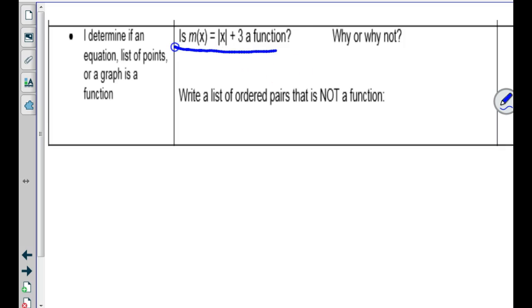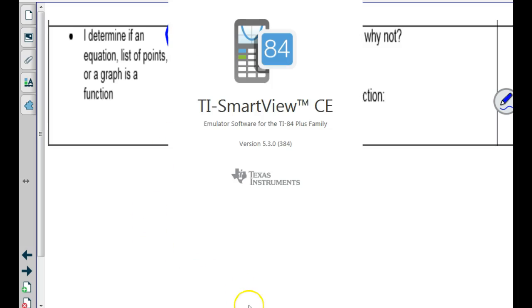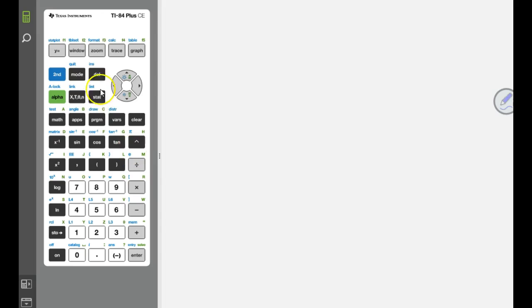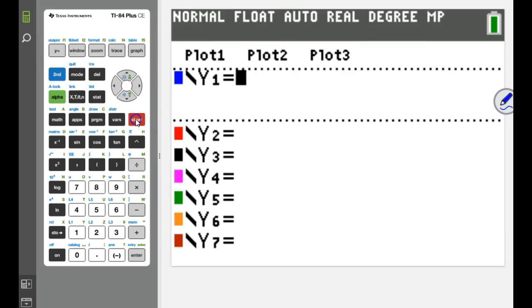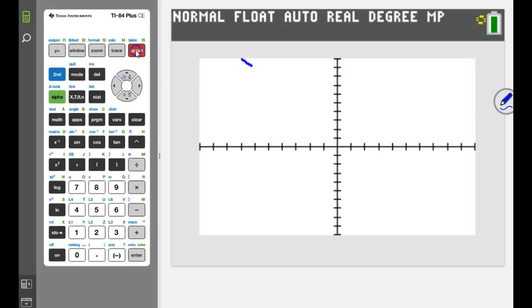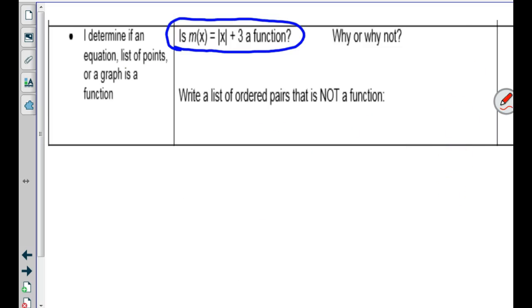Is this a function? You could graph it on your calculator to remember how to find the absolute value. Spend a lot of time on this, but absolute value is under math, arrow to the right once. You should actually be able to visualize this one without graphing it. It's math, arrow to the right, the first one, and it's shifted up 3. So it's just a v. Is that a function? Okay. Why or why not? Okay.